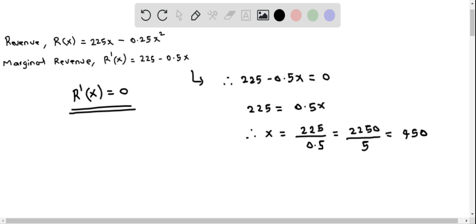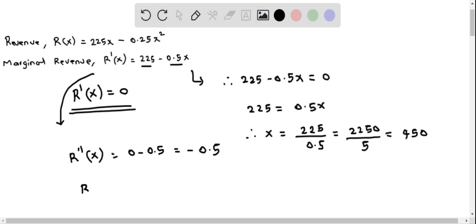We can verify that by doing the second derivative of the revenue function. So let's find the second derivative using this R prime of x. So we get R double prime of x, and this equals the derivative of 225, which is 0, minus the derivative of 0.5x, which is 0.5, and so this is negative 0.5.